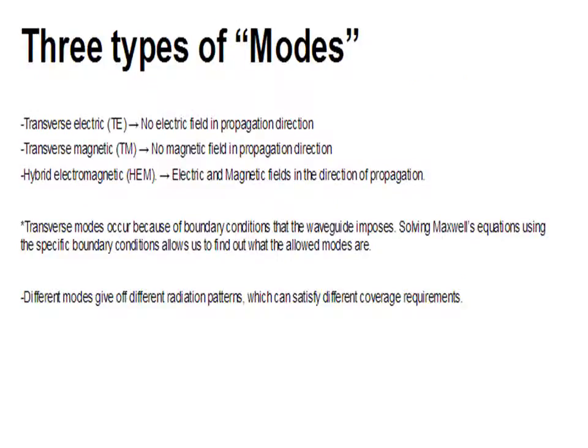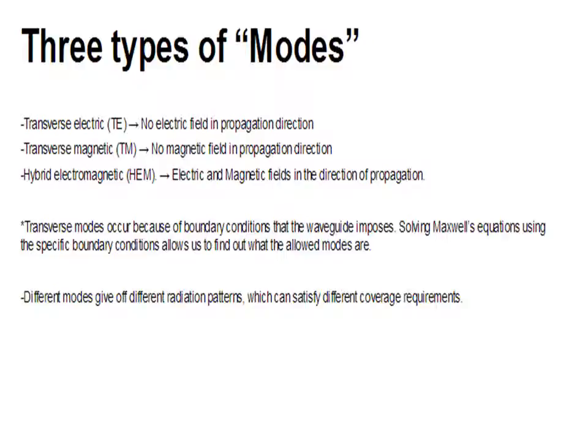There are 3 types of modes. Transverse electric, TE, where no electric field is in the propagation direction. Transverse magnetic, TM, where no magnetic field is in the propagation direction. And hybrid electromagnetic, HEM, where electric and magnetic fields are in the direction of propagation.